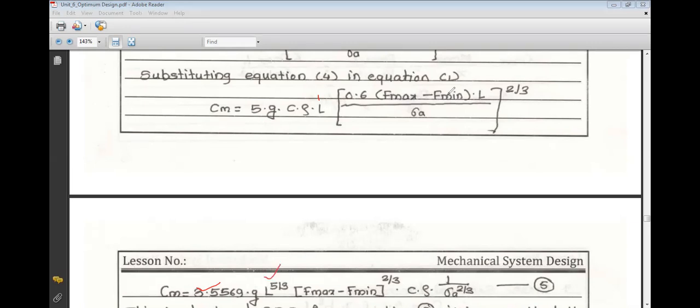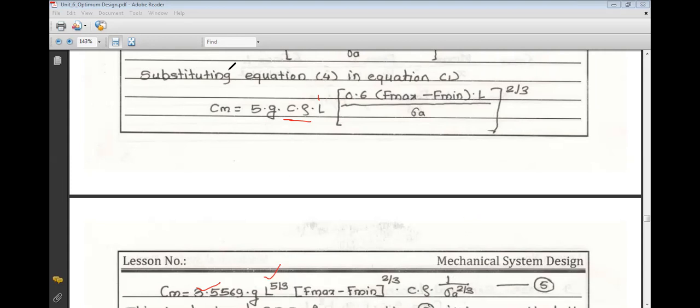Again, f max minus f minimum is raised to the power 2 by 3, and it is as it is. Then the same value of c and rho. And there is 1 upon sigma A raised to 2 by 3, because 1 raised to 2 by 3 is again 1, and sigma A raised to 2 by 3. So this is our final Cm equation.